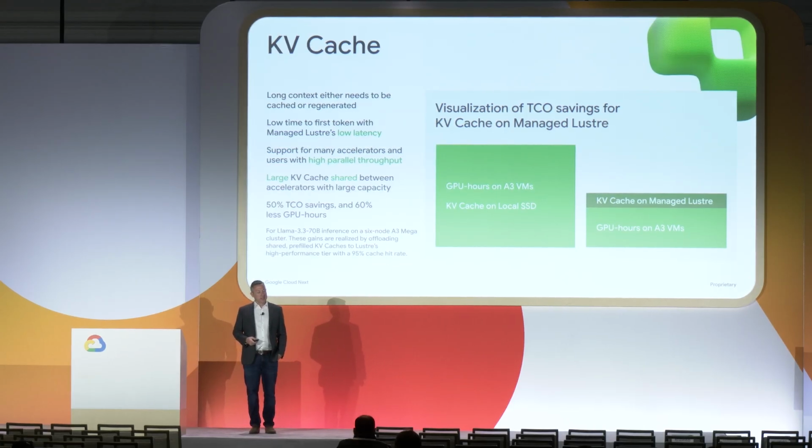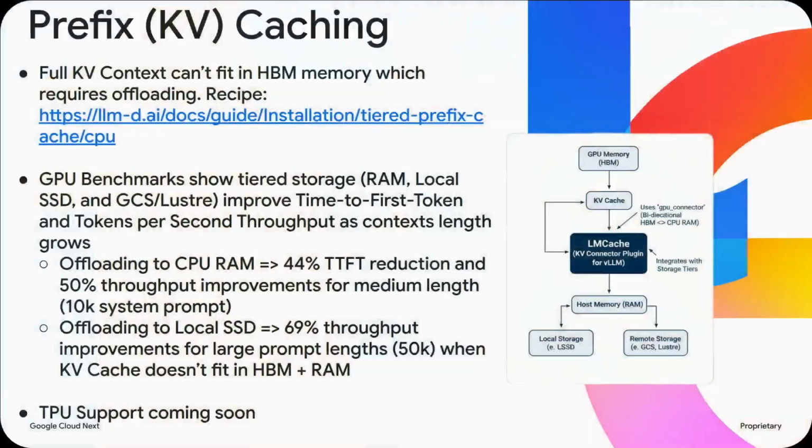And we found that large KV caches shared between accelerators with large capacity can result in 50% TCO savings and 60% fewer GPU hours from what would otherwise have to be recomputed. For Llama 3 70B inference on a 6-node A3 Mega example, these gains are substantial, with a 95% cache hit ratio. What this means essentially with KV caching is that when common input prompts or system prompts are requested for inference, they typically have a similar output. And so we can cache those outputs rather than having to recompute them every single time, and save on GPU or TPU accelerator utilization.